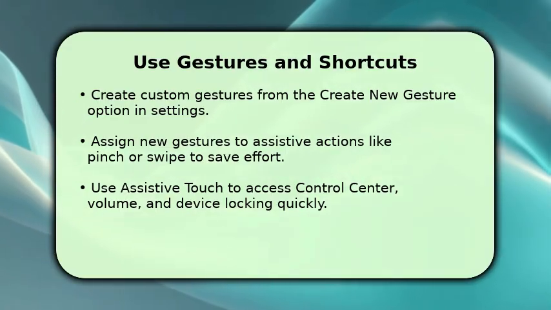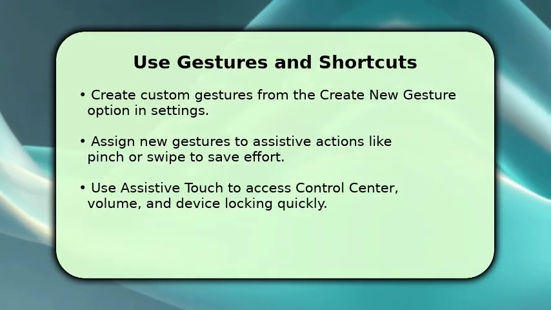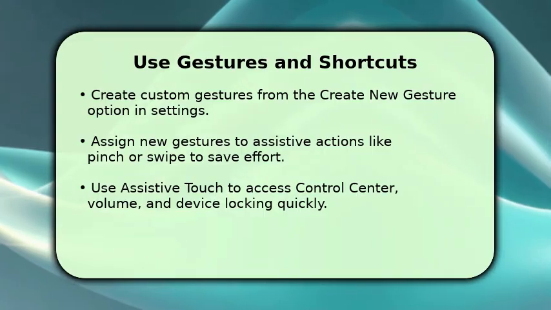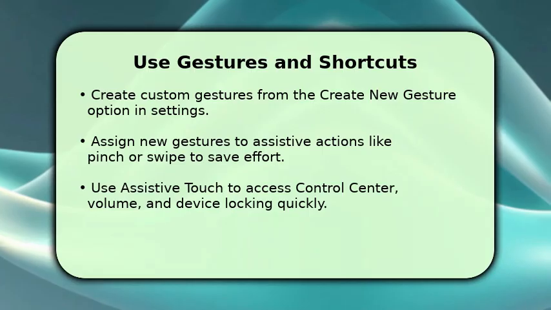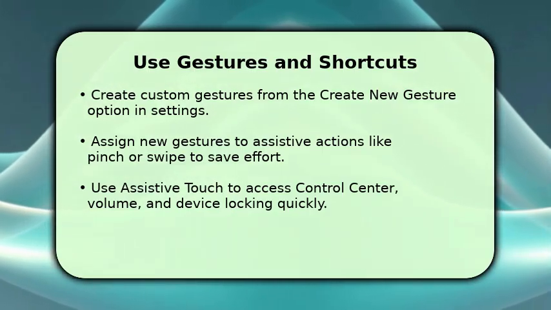Use Assistive Touch to access Control Center, volume, and device locking quickly without the physical buttons. You can also add Home, App Switcher, and custom shortcuts for one-tap access. Practice gestures and adjust sensitivity for smooth, reliable performance.